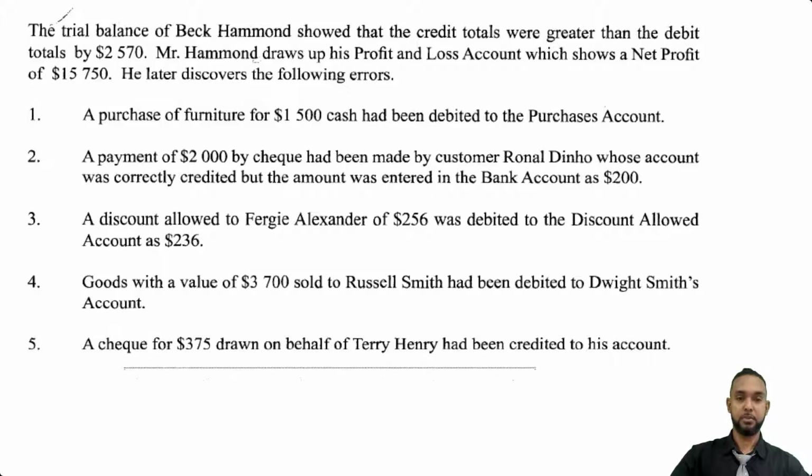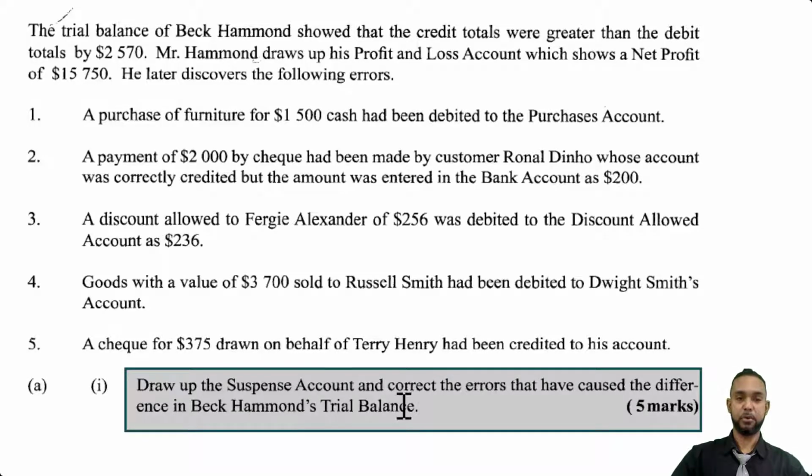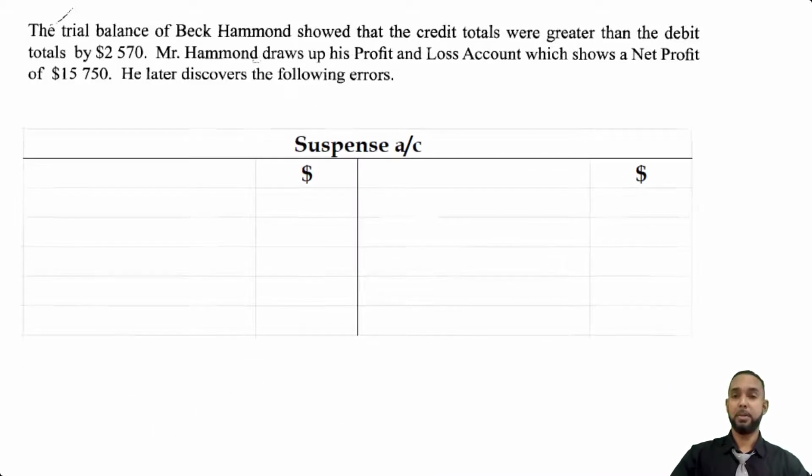The first thing they want us to do is to draw up the suspense account and correct the errors that have caused the difference in Beck-Hammond's trial balance. It's only 5 marks, so we're going to pull up a suspense account here.